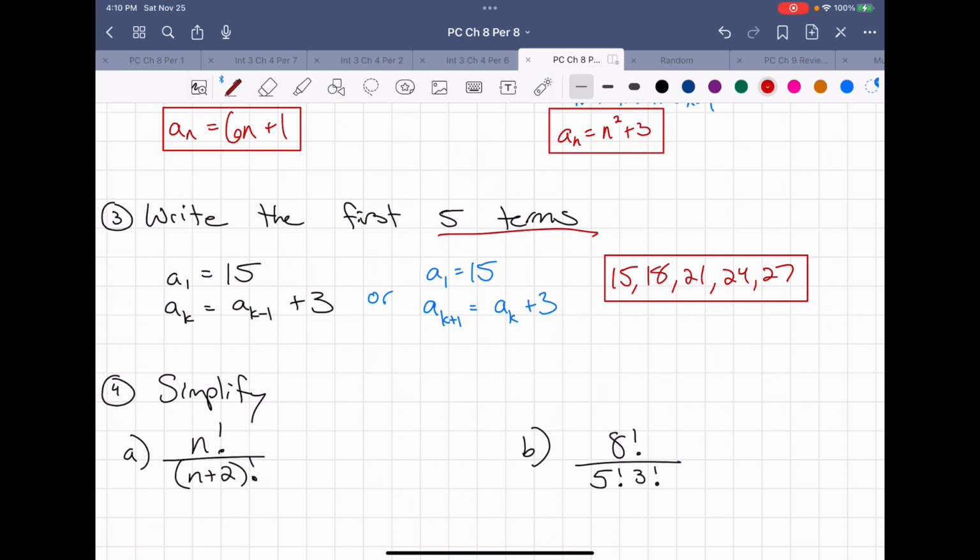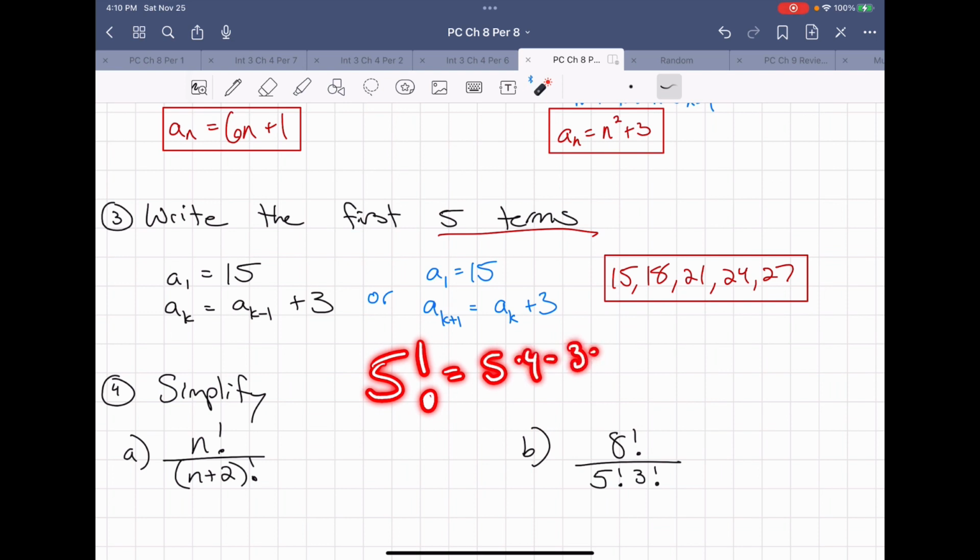Okay, now if you watch the video over break, and if you actually have the sound on, I told you that this is not 5, right? This is 5 factorial. And it means 5 times 4 times 3 times 2 times 1. And we all know that times 1 is not necessary, but it is the definition, so we will continue to use that.